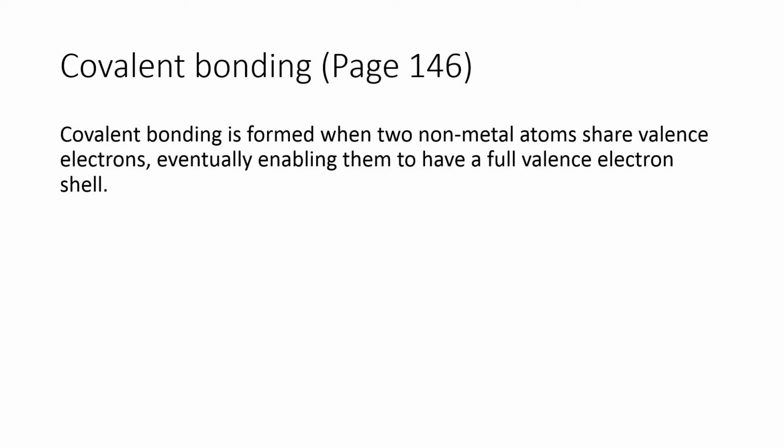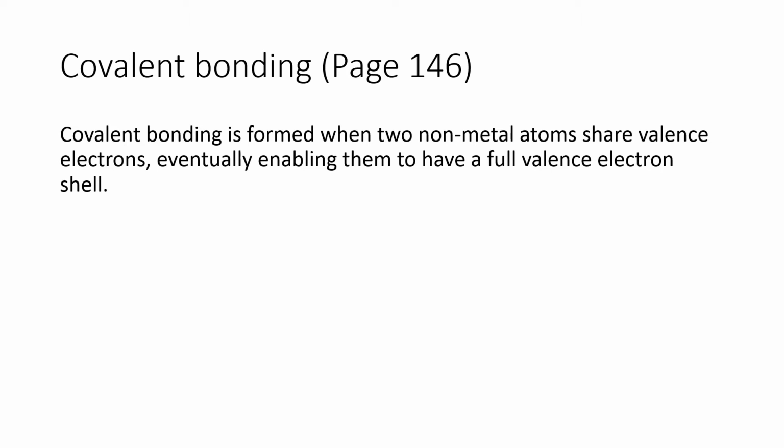Alright, when you're talking about bonding that involves any metal atoms, that is not a covalent bond. So make sure we are very clear on that. When we're talking about ionic bond, when we're talking about metallic bonding, they are very different from covalent bonding. So covalent bonding is really only for non-metal, and it's talking about the sharing of electrons between these non-metal atoms. So eventually, it says here, enable them to have a full valence electron.